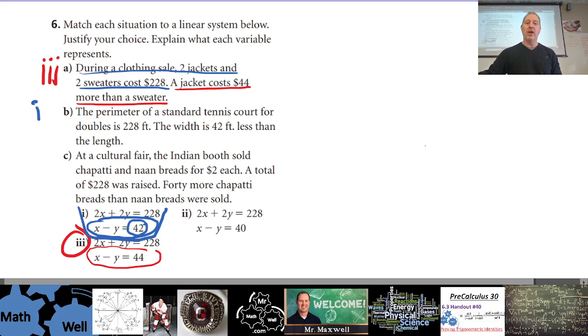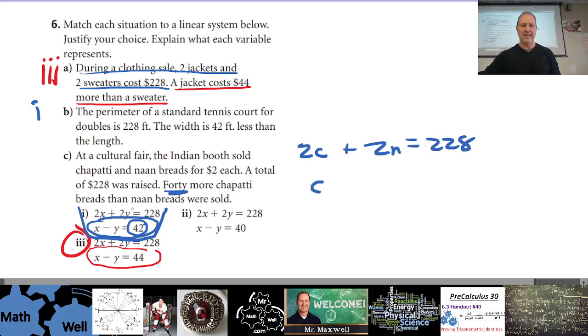So $2 each. So guess what? 2 times chapati plus 2 times naan is $228 raised. Now, what's this one? 40 more chapati breads than naan breads were sold. So 40 more. 40 is the difference.